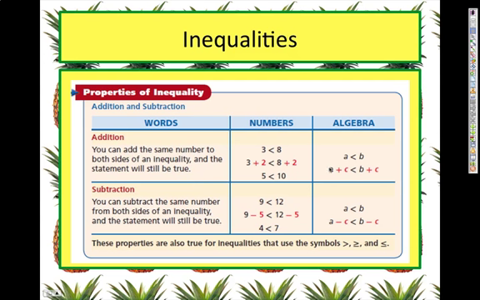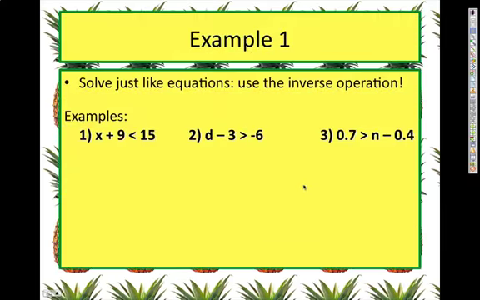Okay, now here's your properties. Basically, you don't have to get these down because you actually already wrote these down with the equations. It's basically the same thing with inequalities. All this says with addition is whatever you do to the one side, you do the other. With subtraction, whatever you do to the one side, do the other. Okay? Moving right along.